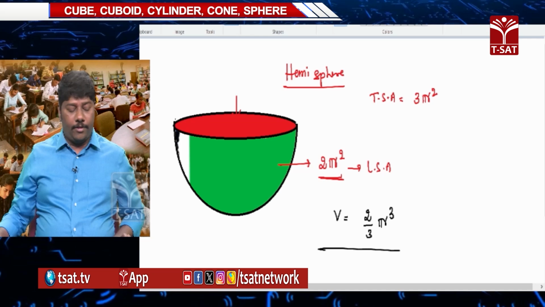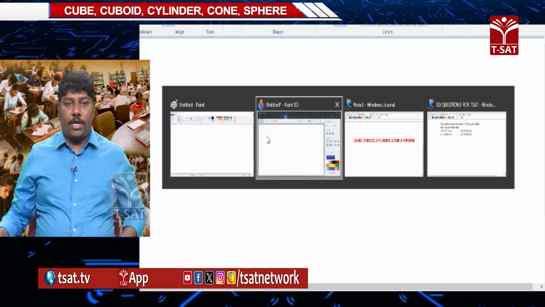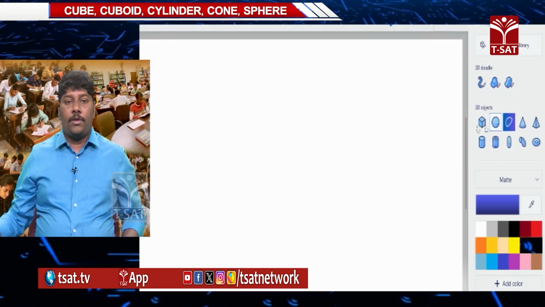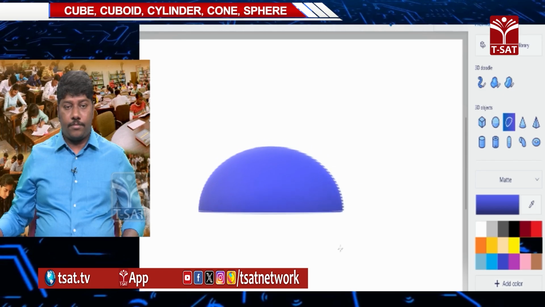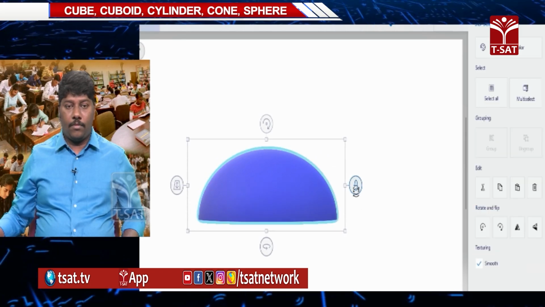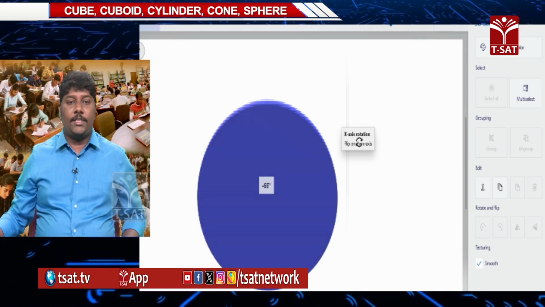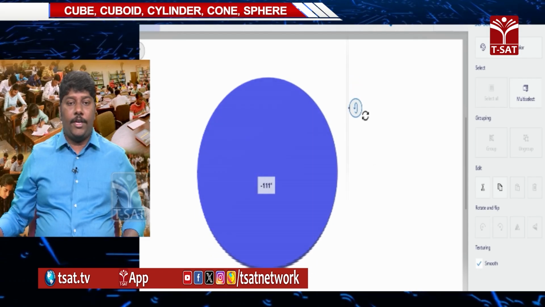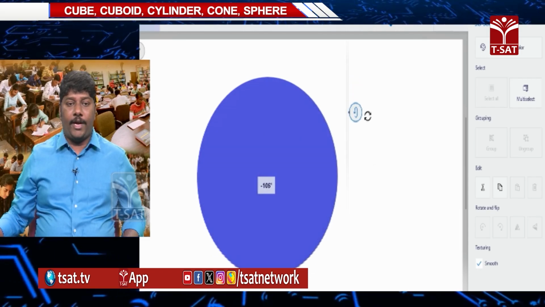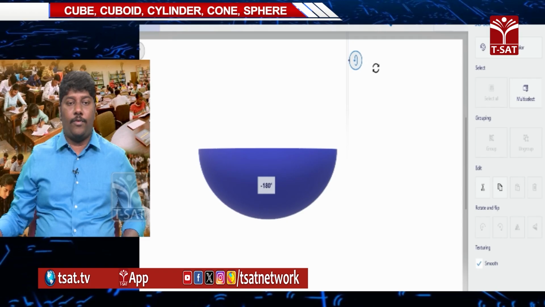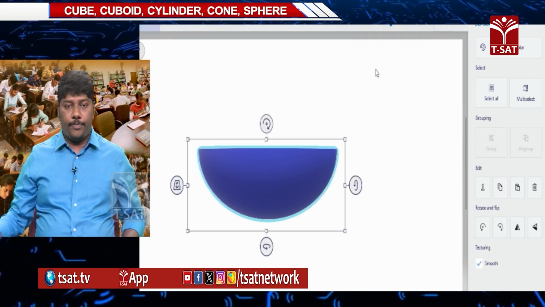Now, look at the hemisphere in a 3-dimensional figure. See how it looks. Now, this is a hemisphere. This one is the curved surface, it is 2 pi r square. Now, this is actually the red one. It is a circle which is pi r square. So this is 2 pi r square and the volume is exactly half of the sphere.